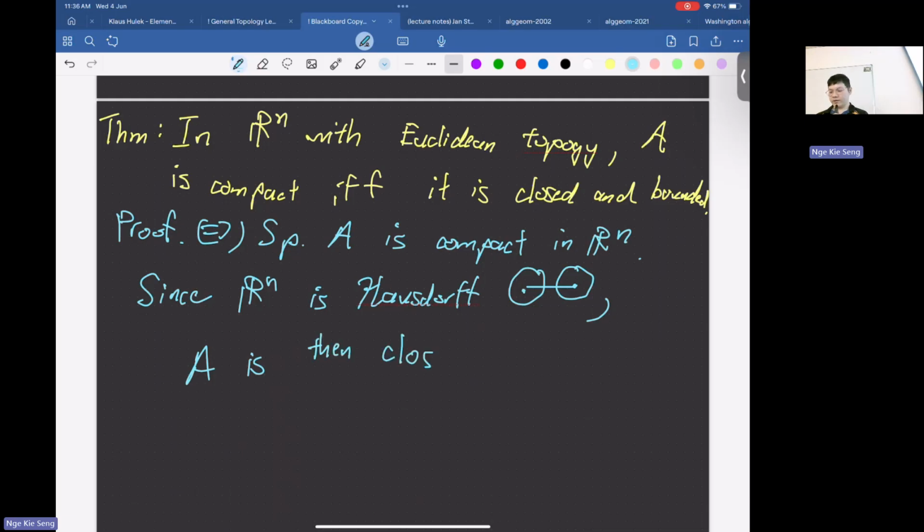So what is left to show here? We already showed closed. We still need to show bounded. How to bound? There's really only one condition you can use here: you cannot run away. We haven't used the compactness of A yet. There's another property of compactness.